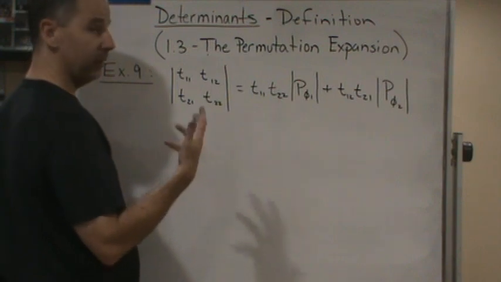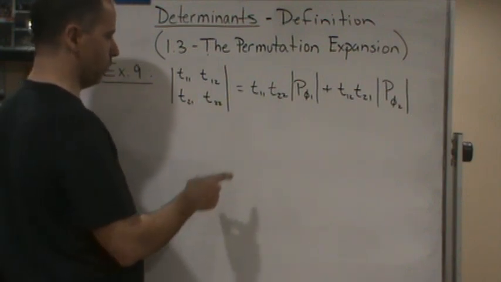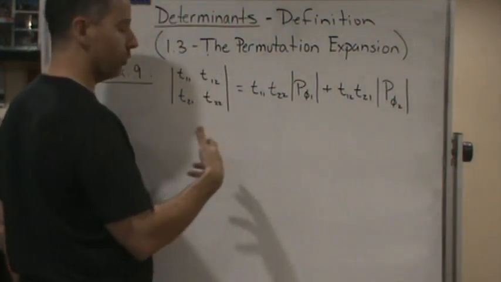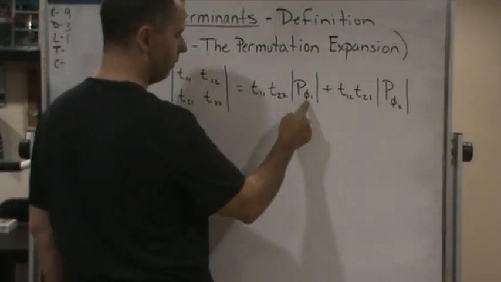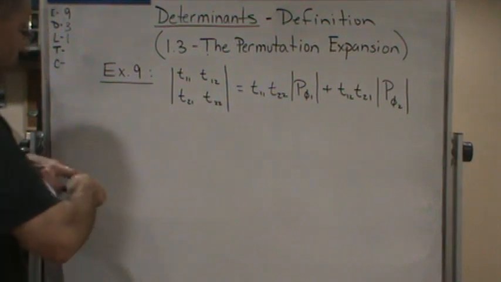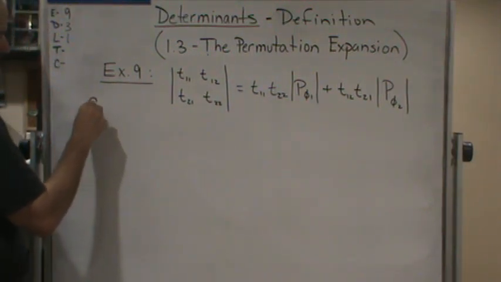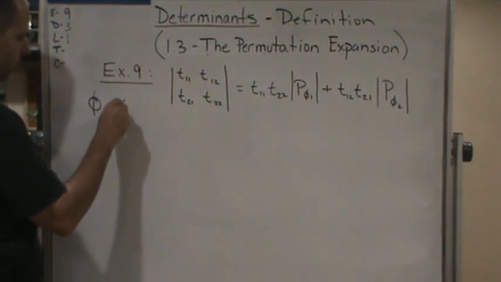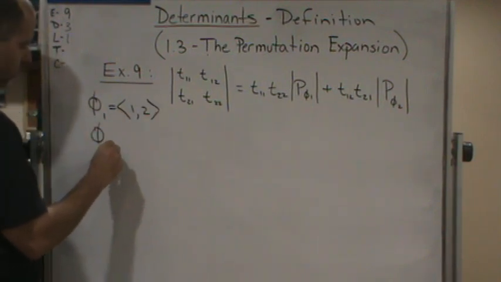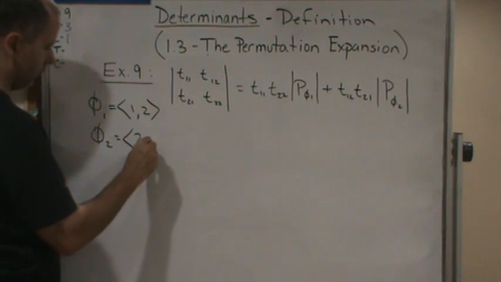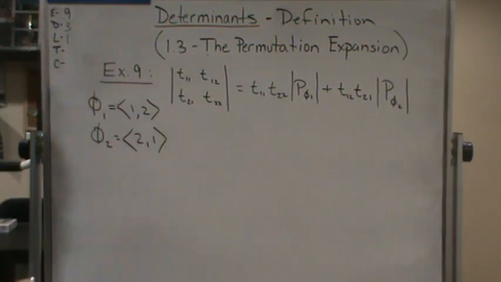And so, applying the definition of a permutation expansion, we're going to go through the different permutations. There's only 2 of them, right? So permutation 1, we know phi of 1. So again, let's write this down just so we remember. Phi 1 equals 1, 2, and phi 2 equals 2, 1. So there are the 2 permutations.